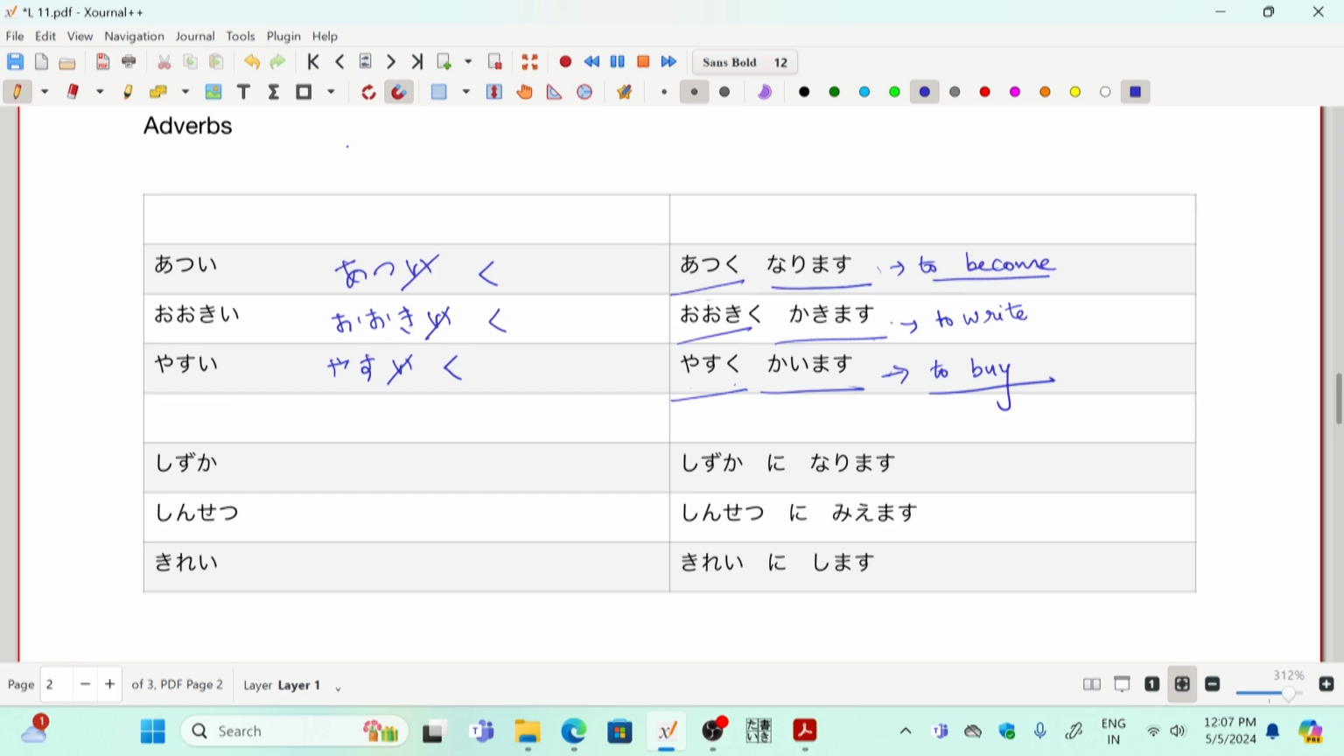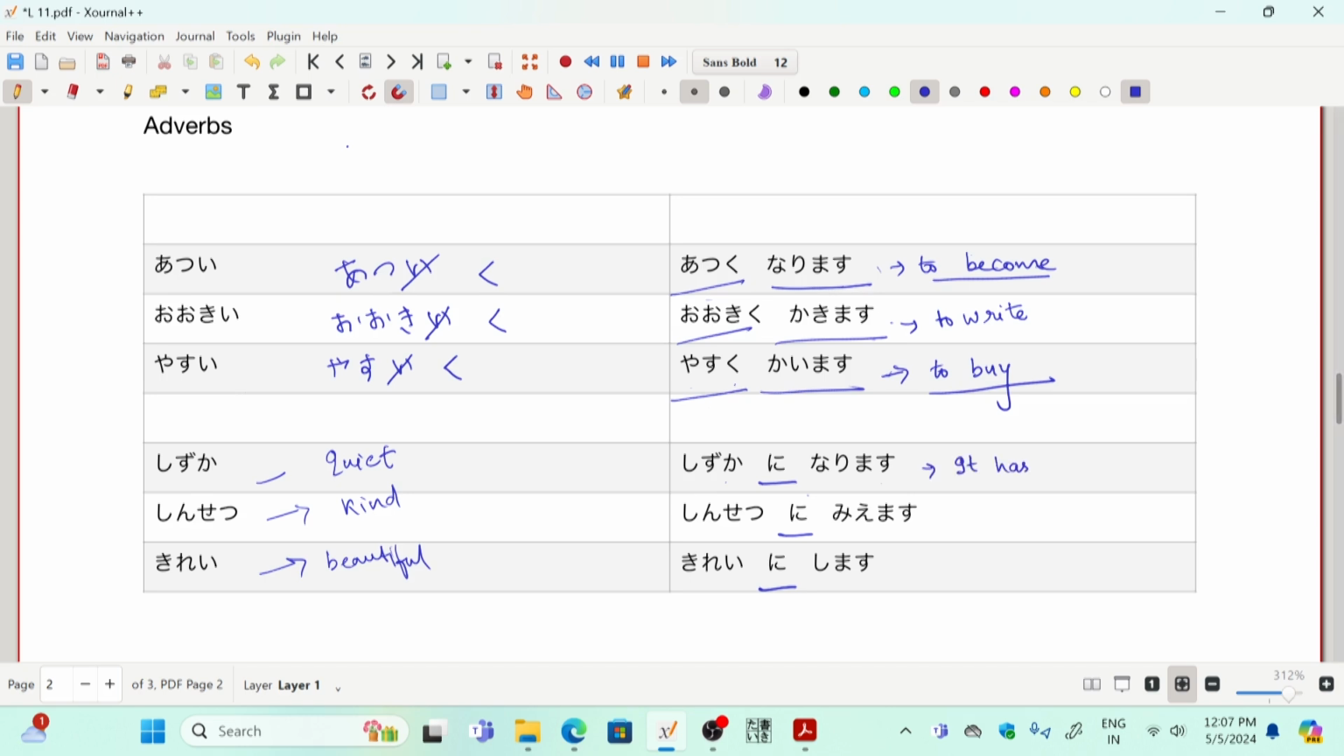Next is the na type adjective, and those are shizuka, this is quiet. Shinsetsu, which is kind. Kirei, which is beautiful. Now with na type adjective we add ni before the verb. So shizuka ni narimasu. It has become quiet.